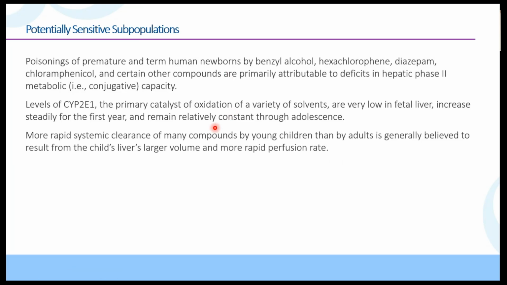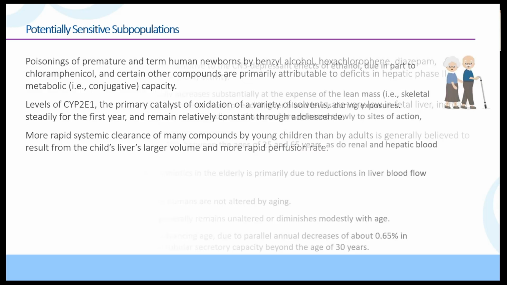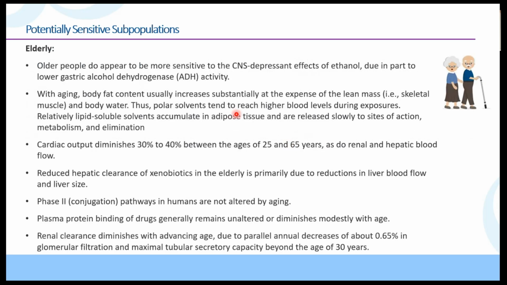The rapid systemic clearance of many compounds by young children is due to the child's larger volume and more rapid perfusion rate. Then moving on to another sensitive subpopulation, which is the elderly population. Older people do appear to be more sensitive to the CNS depressant effects of ethanol, due in part to the lower gastric alcohol dehydrogenase or ADH activity.